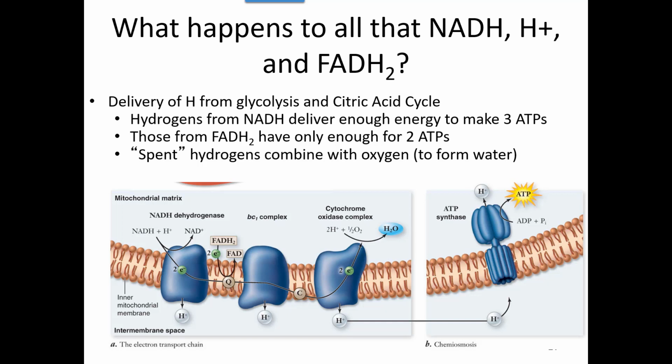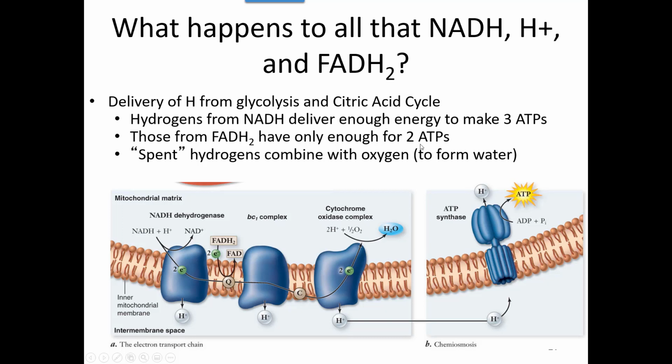NADH has enough energy in it to make 3 ATPs. So one NADH can make 3 ATPs. FADH2s only have enough energy to make 2 ATPs. But either way, we're making a lot of ATPs just based on one electron carrier.